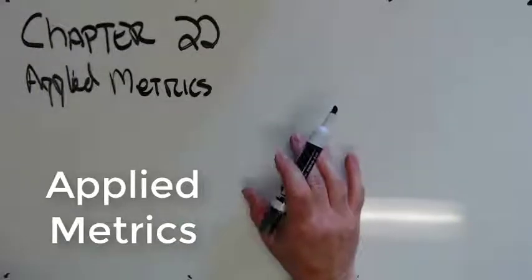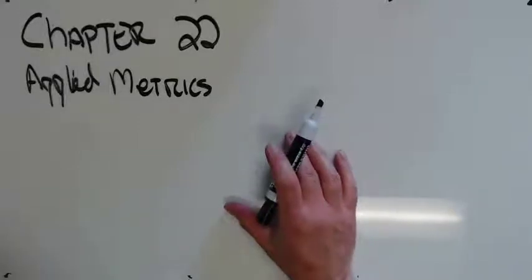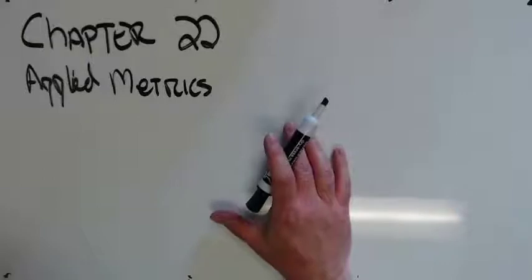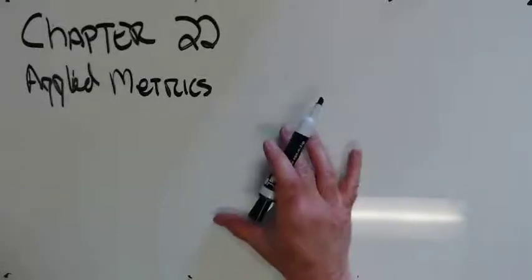There's a lot of information in this chapter. I'm not going to talk a lot about that information here. I'm going to deal a little more with the history of the metric system and then just some of the keys out of the chapter. You will want to go through and read the chapter to help you with the homework.